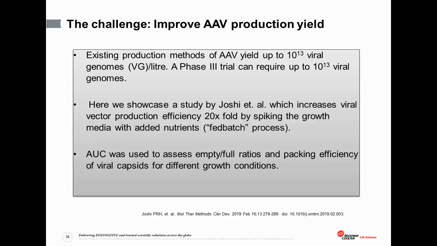In this case study, Joshi and co-workers use something called the fed batch bioreactor system. The essential idea behind the fed batch bioreactor system is really quite simple. You try to increase the density of the manufacturing cell system, whether that's HEK293 or some kind of SF9 baculovirus system. The basic idea is that you increase the density of this manufacturing cell system by spiking the growth culture with nutrients at various time points. And in doing so, you end up with a much larger output of virus particles.